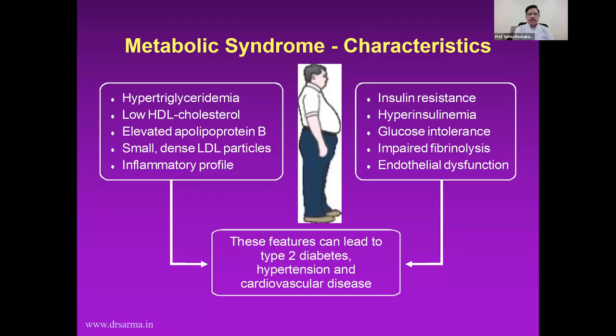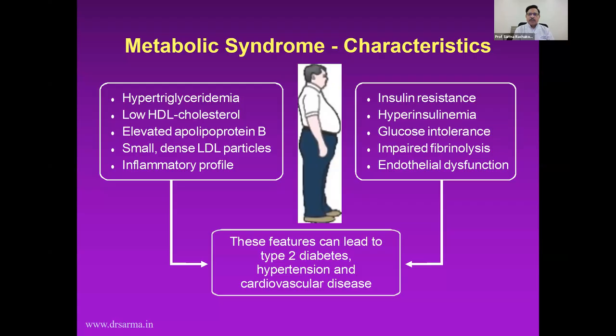Okay, metabolic syndrome: hypertriglyceridemia, low HDL, elevated ApoB, small dense LDL particles, inflammatory profile, insulin resistance, hyperinsulinemia, glucose intolerance, impaired fibrinolysis, endothelial dysfunction.